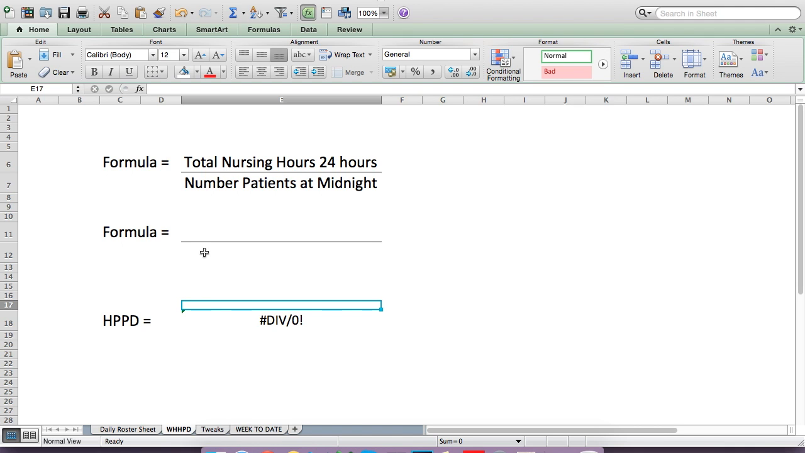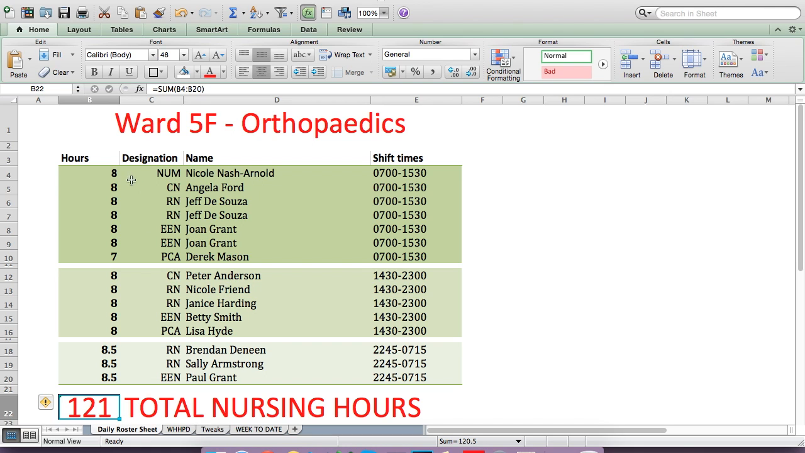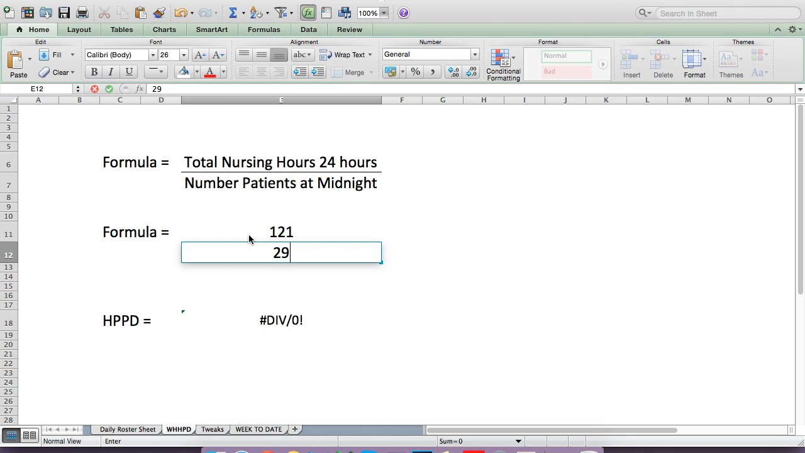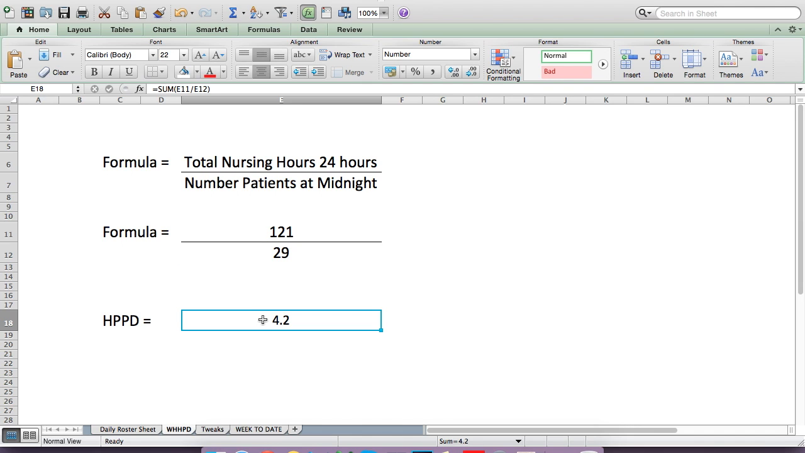So if we're going to do this formula for us now, let's go back to our daily rostering sheet when we worked out who we'd rostered on for this 30 patient orthopaedic ward. And we've got 121 hours, so let's pop that in. Total nursing hours for 24 hours is 121. And let's say at midnight you've got 29 bums in beds of your 30 patient ward. Now your hours per patient day, 4.2. That's as easy as it gets.